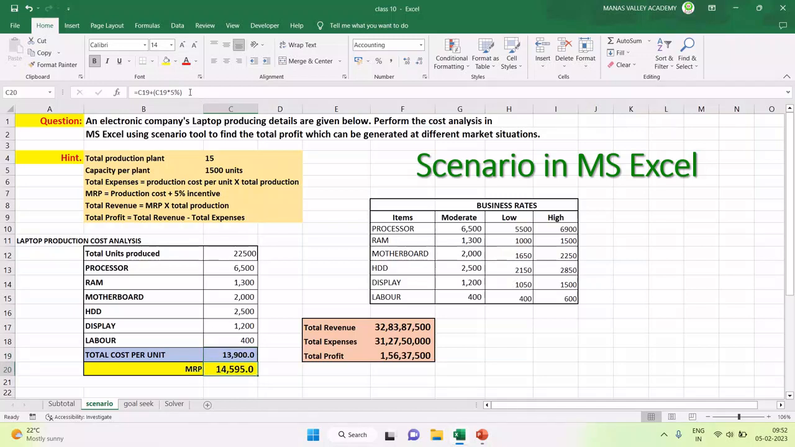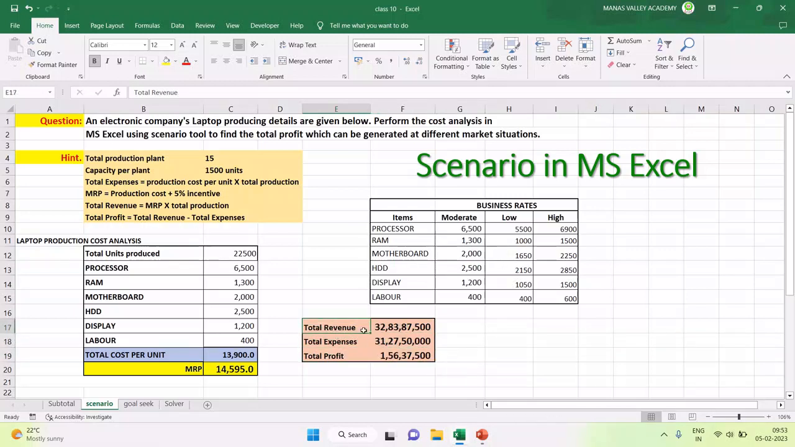To do this, here is the formula I have typed: C19, which is the cell address of the total cost, plus C19 multiplied by 5%. That will give you the 5% of C19, and it will add with the C19 value. This will be the MRP adding 5% profit. Now on the right hand side, I have written three more cells: total revenue, total expenses, and total profit.